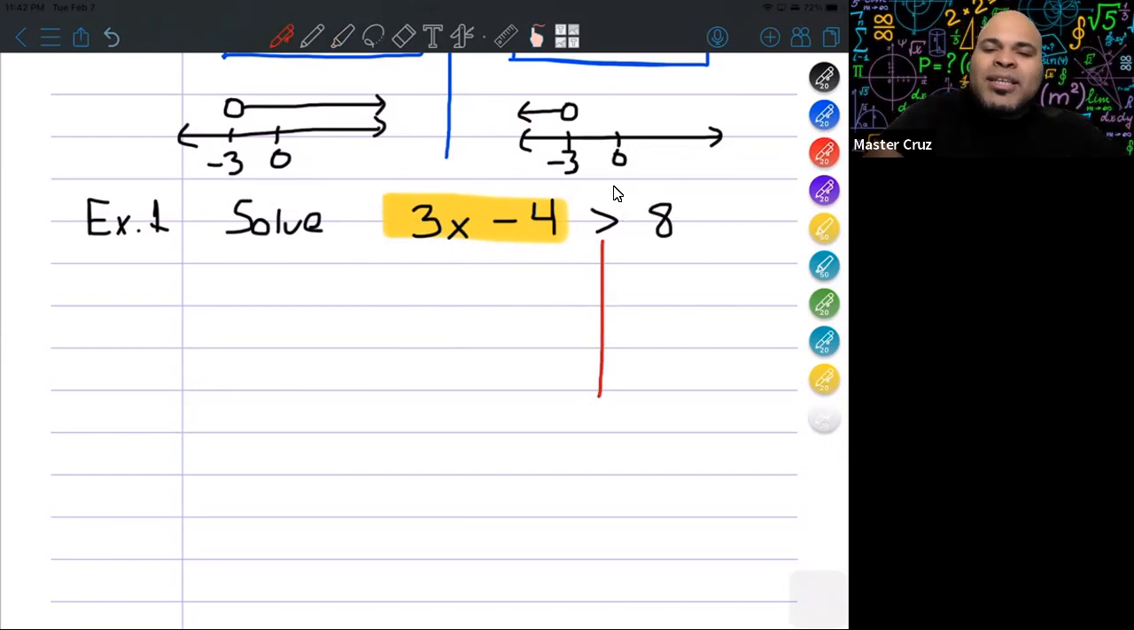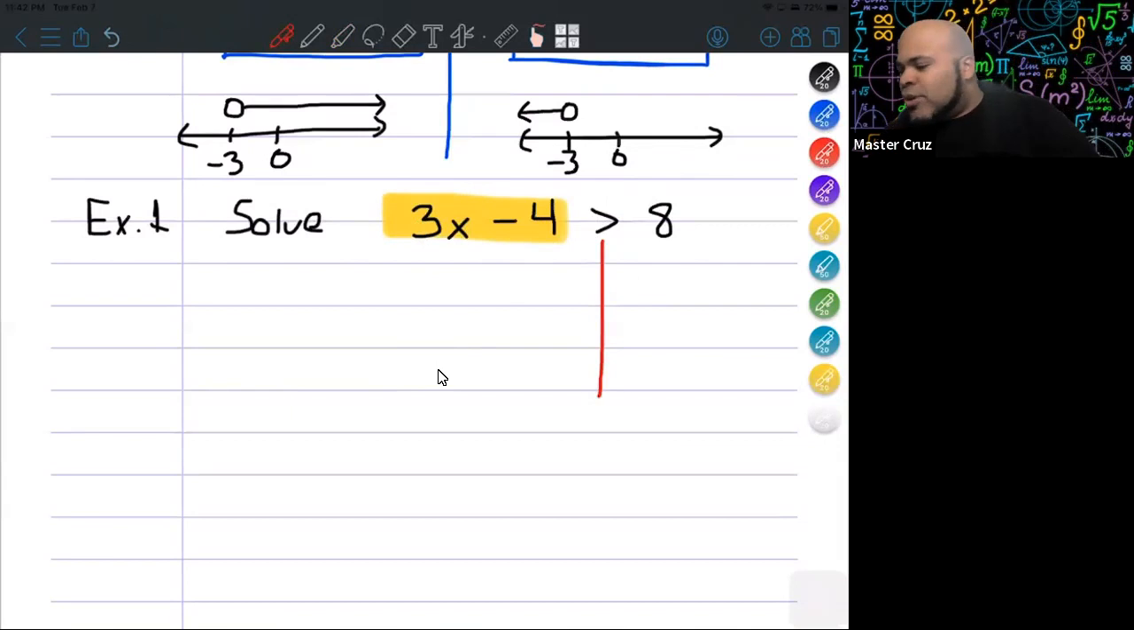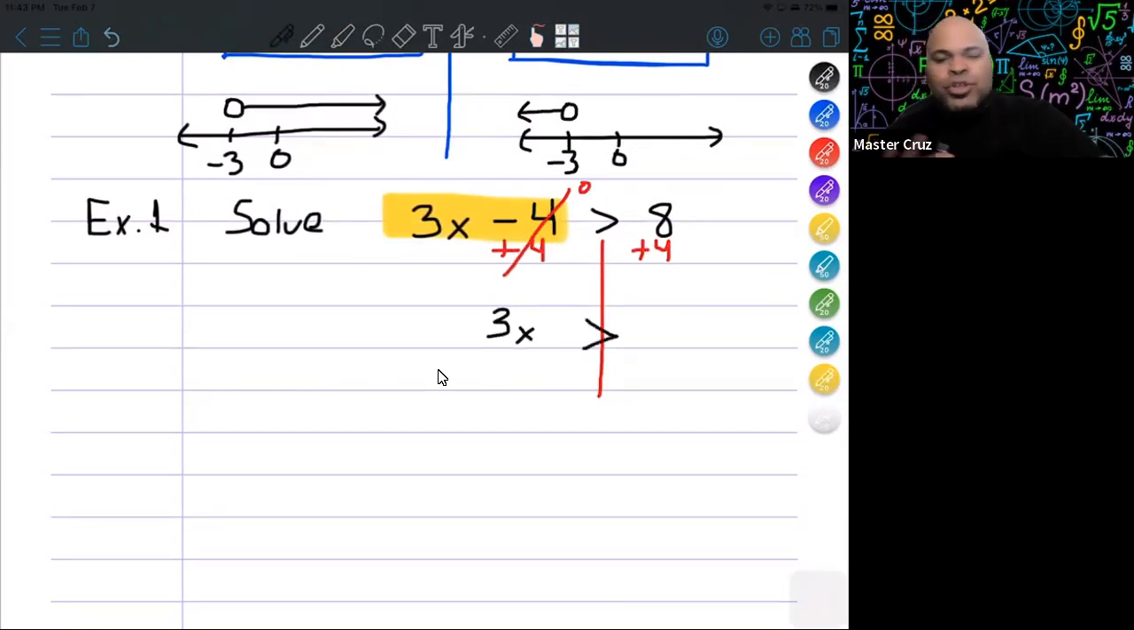Now, imagine that this is an equal sign, and you're going to treat it the same. Which number do I cancel first, 3 or -4? Well, I'm going to cancel -4 because it's the number that does not have a variable. So I'm going to add 4 to both sides. What I do on one side, I have to do on the other. -4 plus 4 goes to 0, which is perfect. So I just bring down 3x. I bring down the inequality symbol just the way it is. And 8 plus 4 is 12.